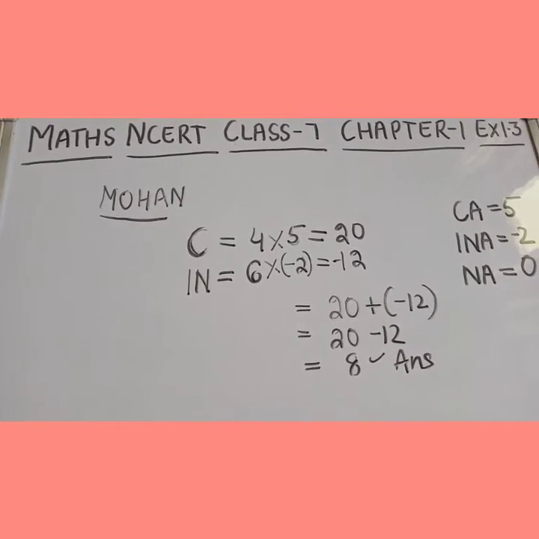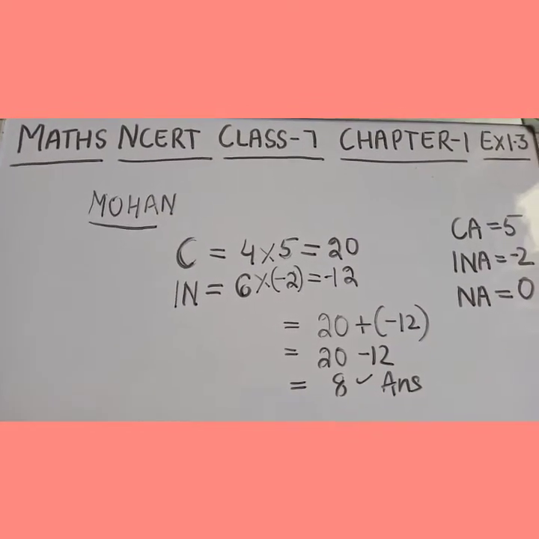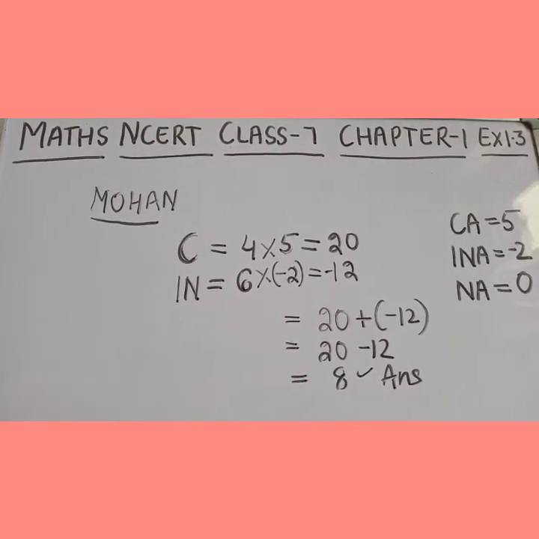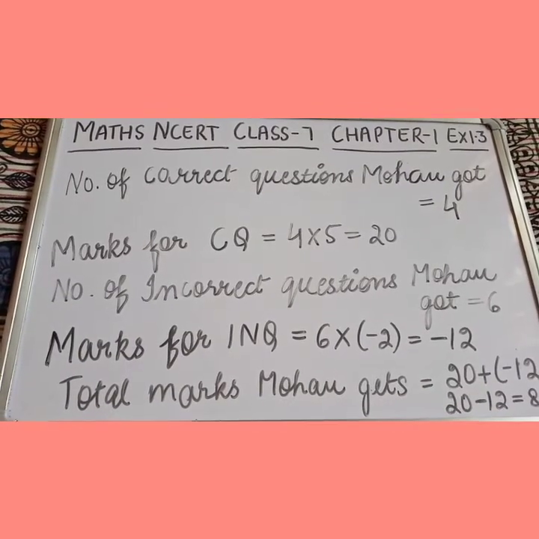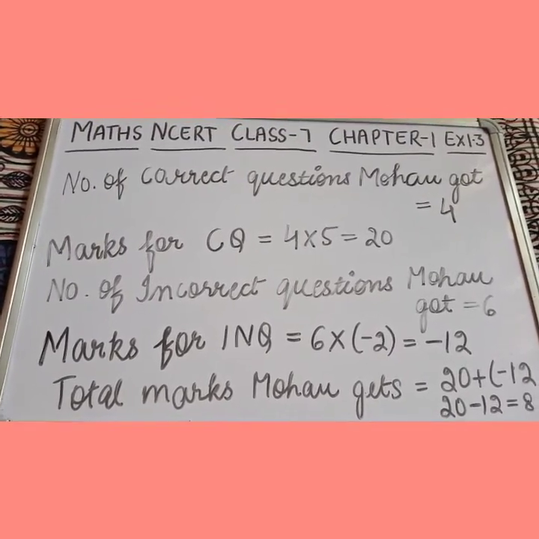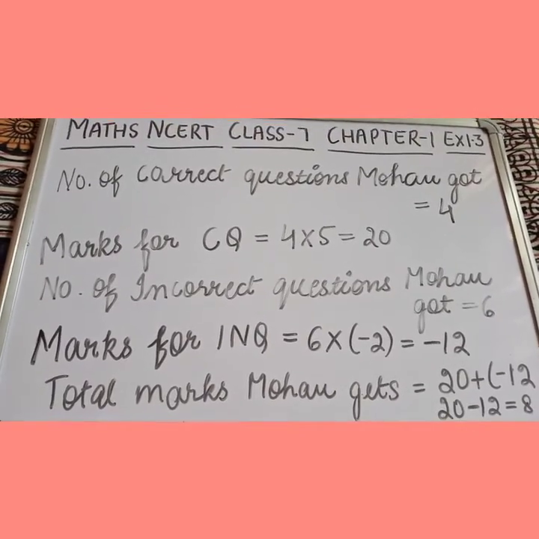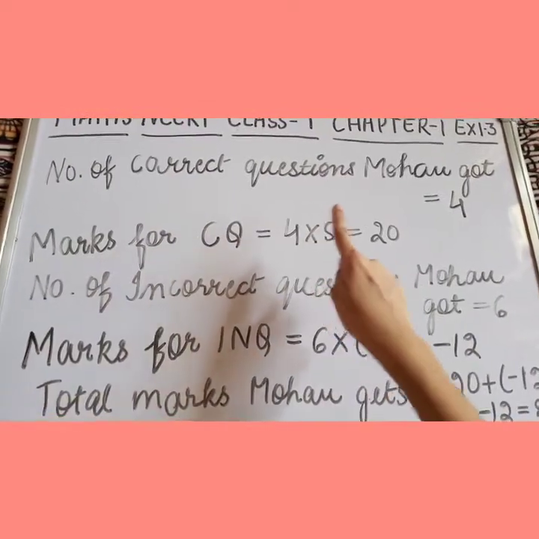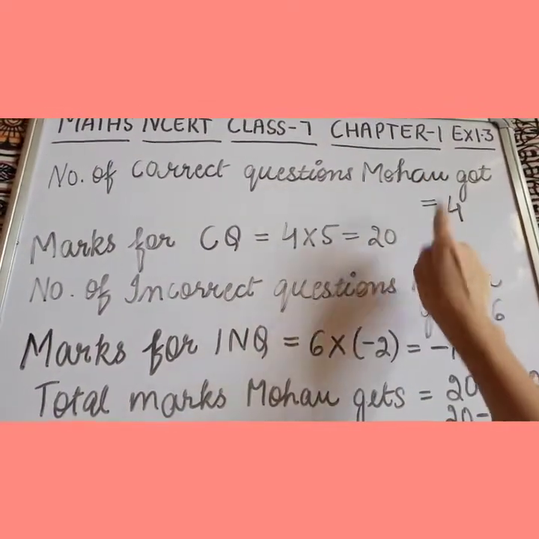I hope you all have understood the first part. This was the rough explanation to the question. The fair explanation you will get on the screen. Now this is the fair manner, this is the fair thing, how you will do this in your exam. First of all, you will write number of correct questions Mohan got. How many? There were 4.